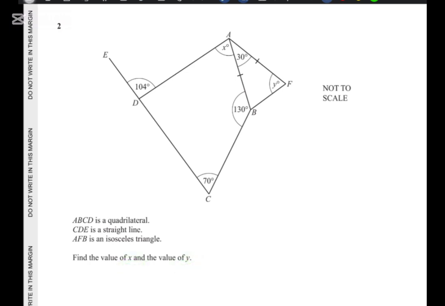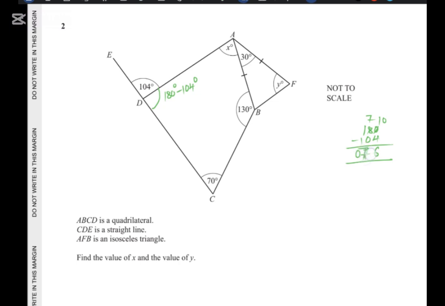Okay, so to find out x in this quadrilateral ABCD, first we need to find out angle CDA. And because this is part of the straight line CDE, we can find it out by doing 180 minus 104. 10 minus 4 is 6, 7 minus 0 is 7, and this is 0. So 76 is the answer. So this angle is 76.